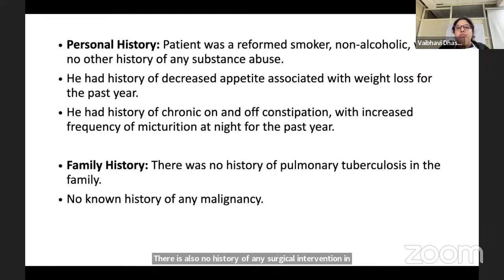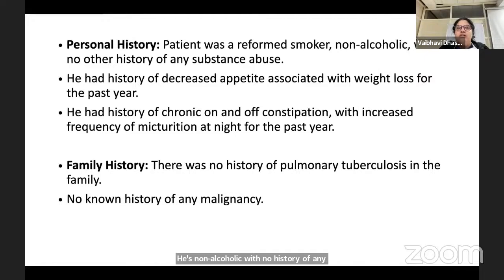Personal history. The patient is a reformed smoker. Initially, he used to smoke approximately 1 pack of beedis a day for 15 years, approximately 15 pack years, and he stopped smoking 4 years ago. He is non-alcoholic with no history of any other substance abuse.